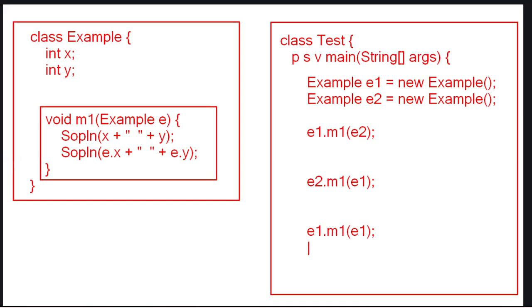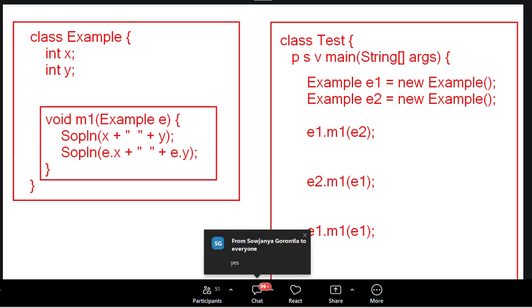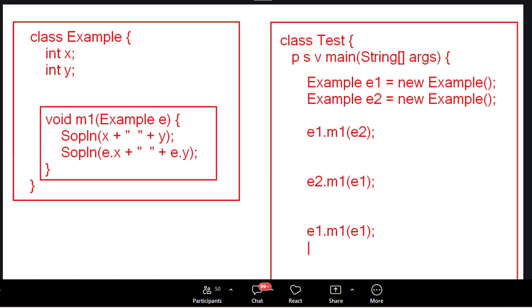Now tell me, before the dot, E1 is what? Current object. In the parenthesis, E1 is what? Argument object. Can I pass the same object as the current object and the argument object? Yes. Then what happened? Inside the M1 method, this and the parameter e are both holding the same object. Now the doubt: are two lines executed or only one line executed?